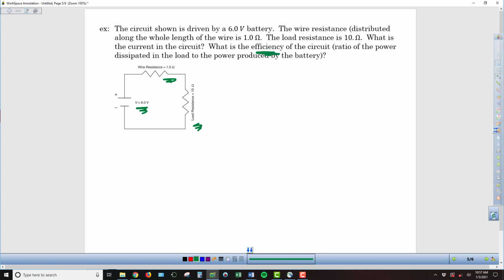And so efficiency is defined as being the ratio of the power that's dissipated in the load, so what's the useful energy versus the total power that's being produced by the battery. So we've got to start off and figure out what that current is. So of course we're going to use Ohm's law in this case, V equals IR. And so we've got to find what that equivalent resistance is.